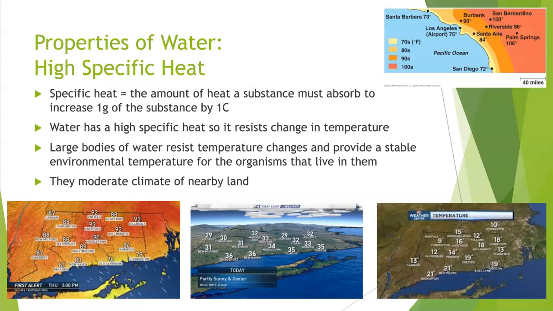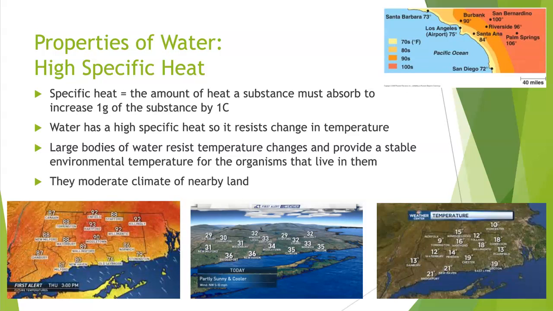The polarity of water leads to a number of very special properties that water has. And the first one that we're going to talk about is the specific heat of water. Specific heat is the amount of heat a substance must absorb in order to increase it by 1 degree Celsius in temperature. Water has a very high specific heat, so it resists temperature change.